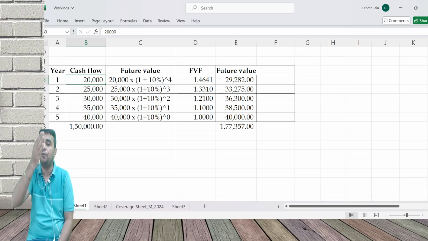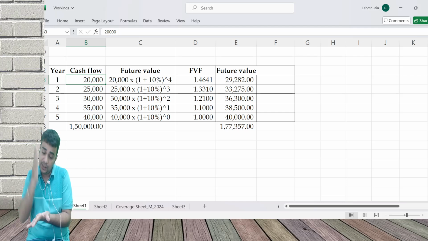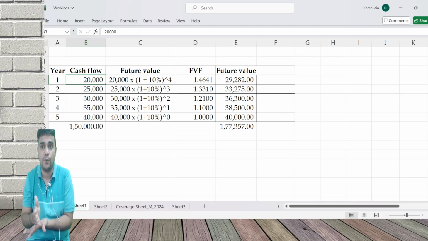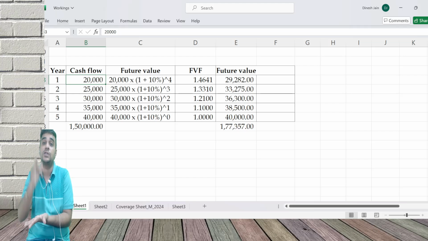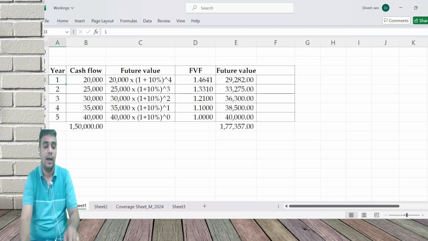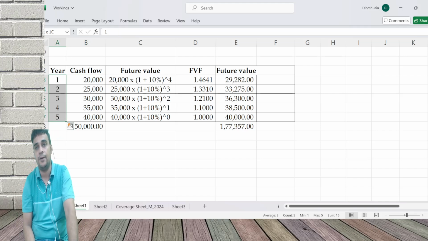The only thing is, if you want from year 1 to year 5, compound it for 4 years. From year 5 to year 1, discount it for 4 years. Year 5 to year 2, discount it for 3 years. Year 2 to year 10, compound it for 8 years. You can do anything you wish to. Here, I'm taking everything to year 5, so I'm compounding for 4, 3, 2, 1 and 0.